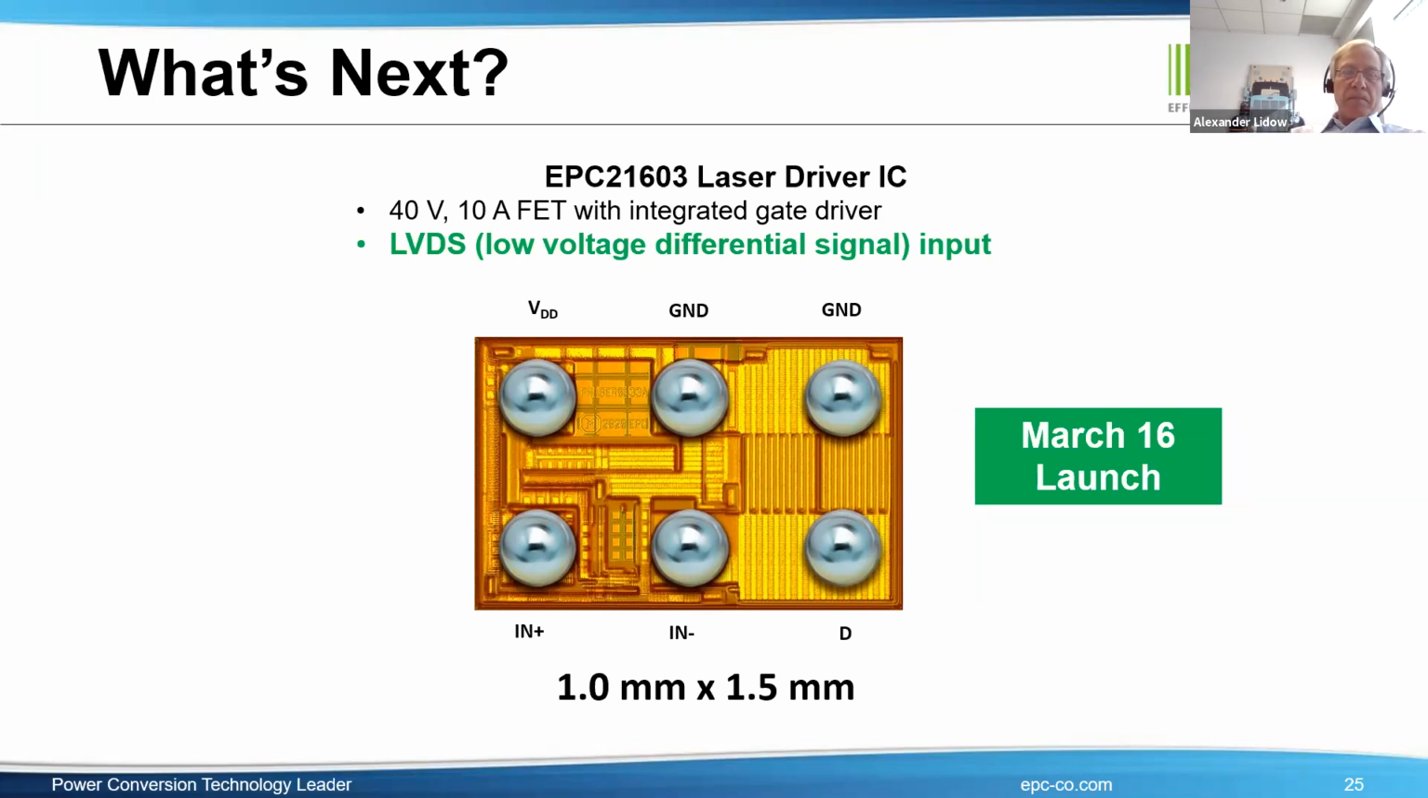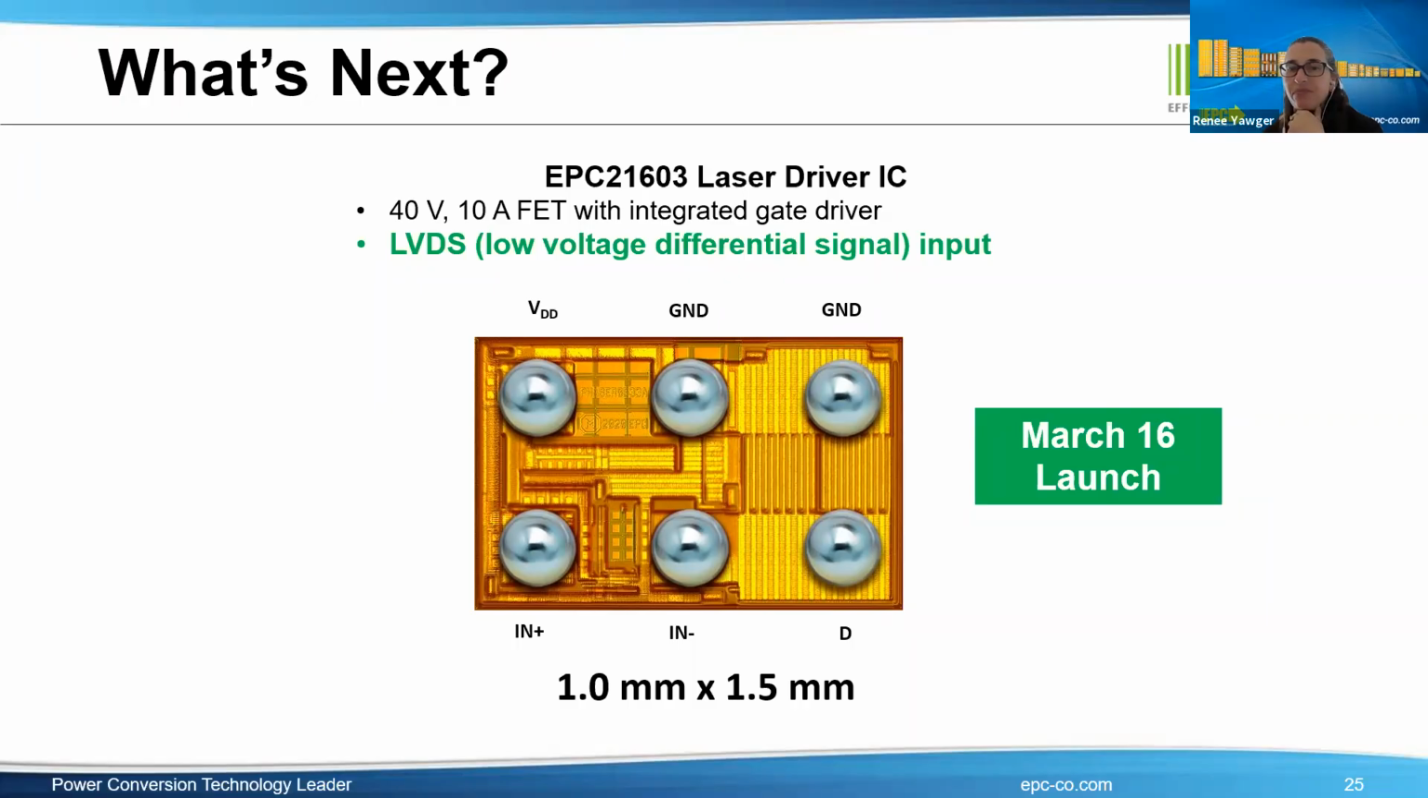Okay, so you showed 100-volt GaN FETs with AEC-Q101, but I may need higher voltage. Do you plan to have 200-volt GaN FETs with AEC qualification? Yes, we do. We have a couple of devices right now under qualification, the 2207 and the 2215. This should be completed by the end of the year.